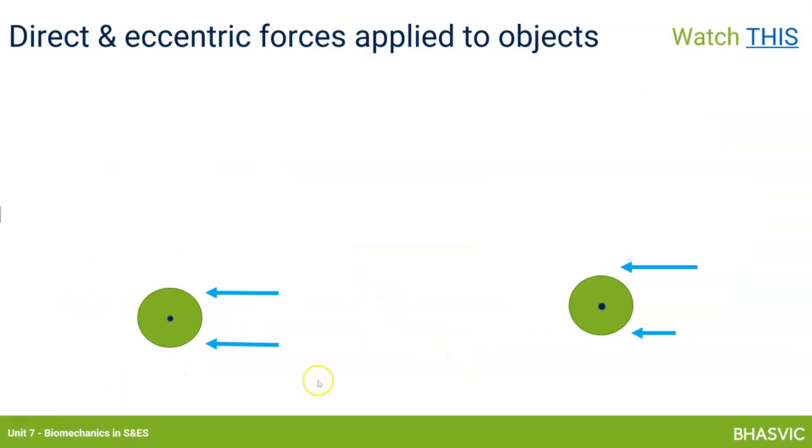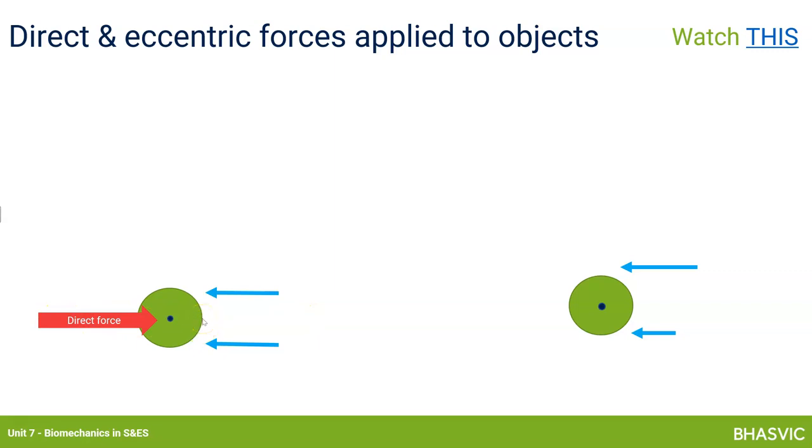First of all, left-hand side here. This is the ball, there's the centre of mass. This ball is going to be struck left to right, and these blue arrows represent the airflow as the ball goes through the air. So, in order to strike the ball and for it to go away without any spin on, I would need to apply a force directly through the centre of mass, and that's called a direct force.